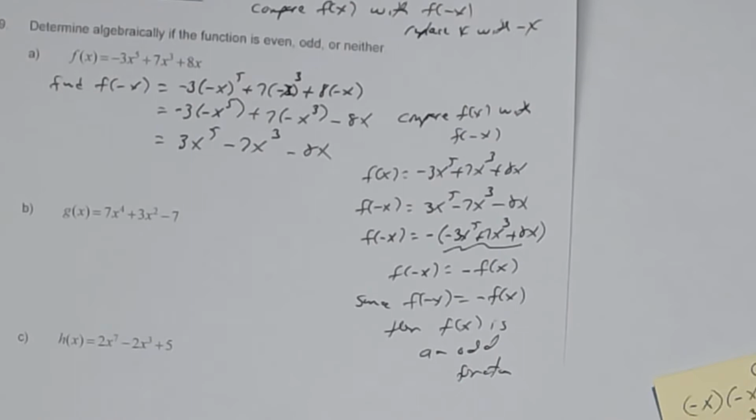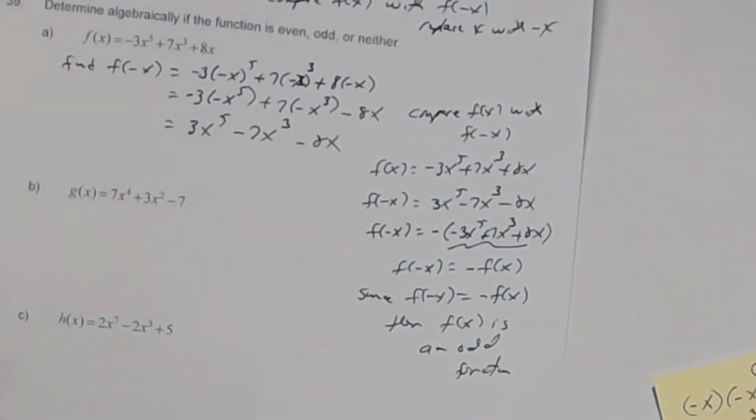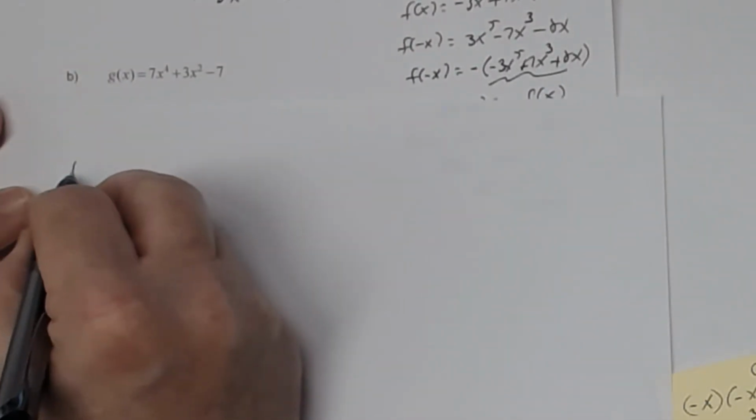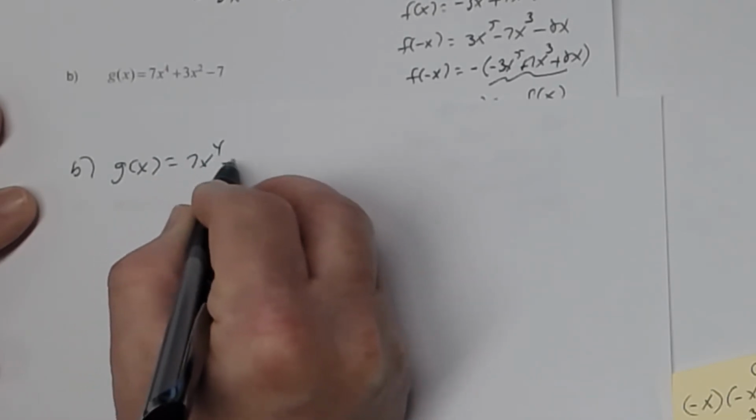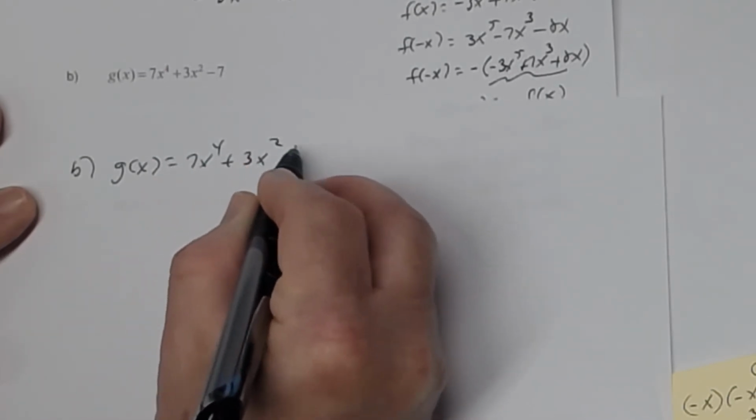So in part B, we have this function. I'm going to go ahead and use another sheet of paper. Let me get another sheet of paper real quick. All right, here is part B. So part B is this. You have g of x is equal to 7x to the fourth plus 3x squared minus 7.